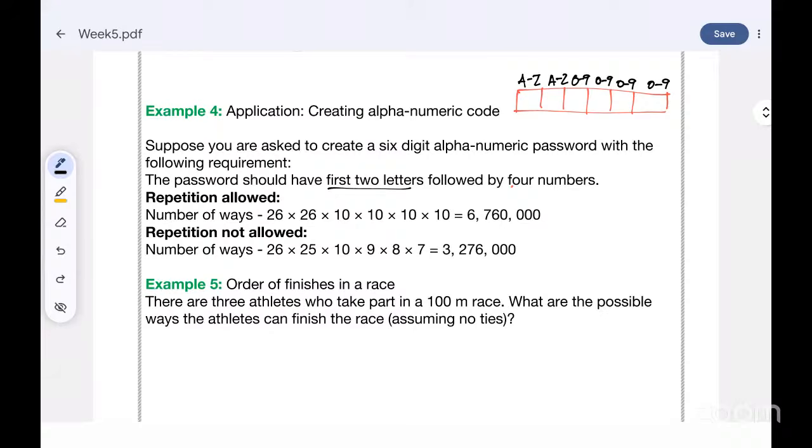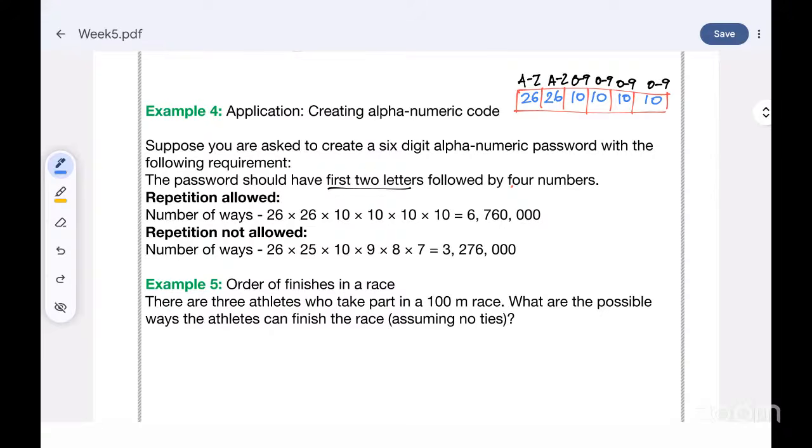Now suppose the letters or the numbers can repeat. In that case, how many options do you have for the first entry here? 26 options. Similarly, for the second entry, also 26. And for each of the four number entries, 10. So when repetition is allowed, this is the possible number in each case.